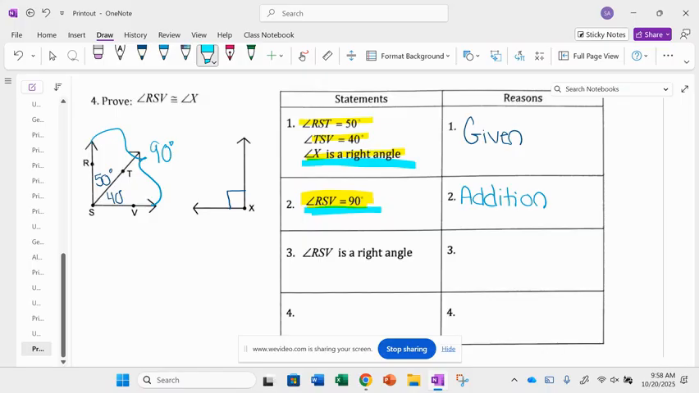So that's why we go to this next step and we say, okay, well, angle RSV is 90 degrees. So we're telling the reader that angle RSV is a right angle. And how do we know that a right angle is 90 degrees? Could you say like def of? Excellent, because isn't the definition of a right angle an angle that has a measurement of 90 degrees? So we're going to say def of right angle.